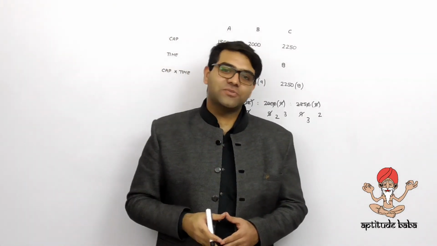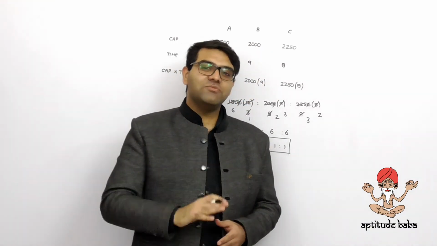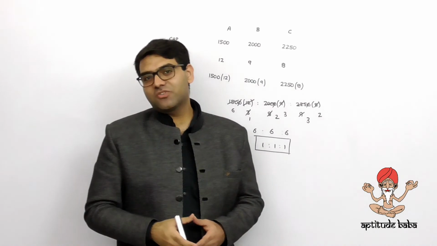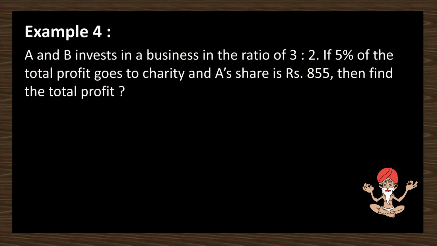Again, a very easy question of a very easy topic. One more example and then we finally move on to the last part of your chapter of application of ratios. A and B invest in a business in the ratio of 3 is to 2. If 5% of the total profit goes to charity and A's share is rupees 855, then find the total profit.